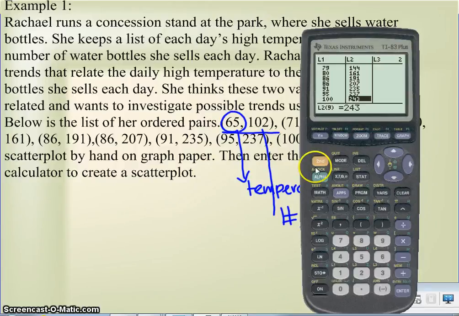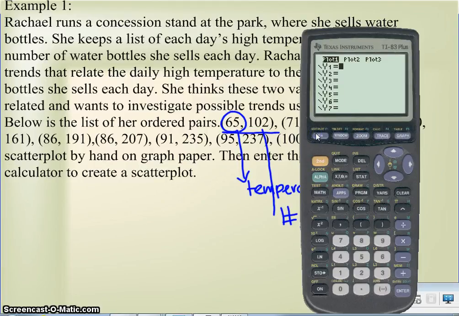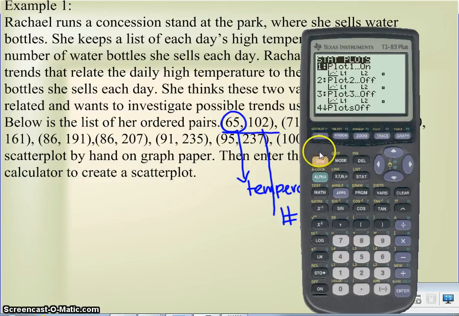Okay, hopefully you've got those entered. And again, I'm going to strongly recommend, make sure you're doing this, because if you're not familiar with entering them in, you're going to really struggle on the quizzes and tests. Okay, next thing you're going to do is hit your second button, which is that yellow button, and then you're going to come up here and hit the Y equals button.